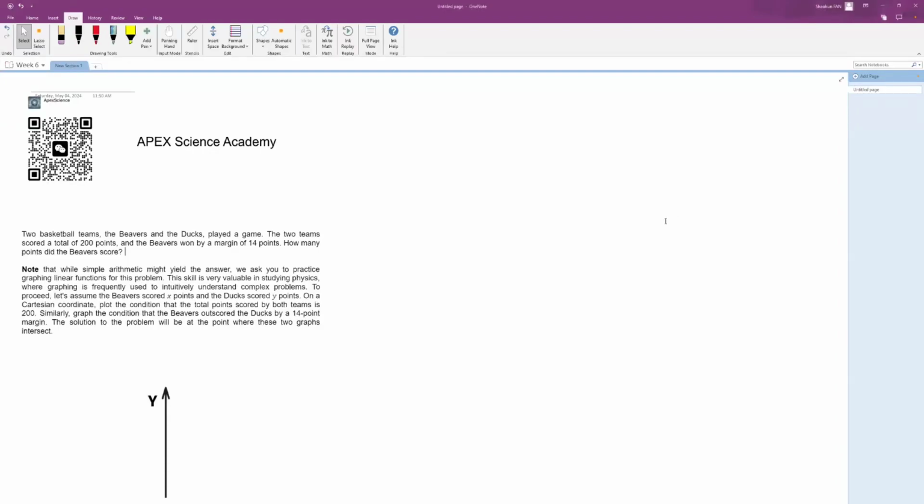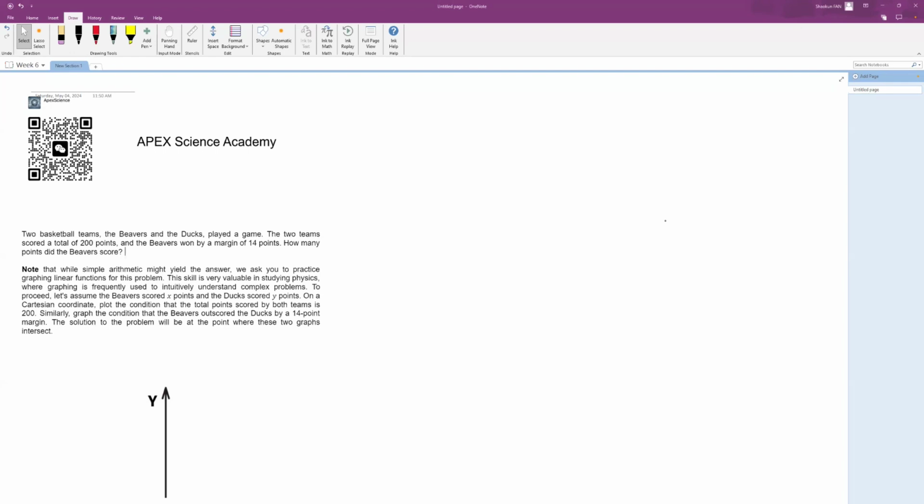Let's look at this problem. So this is a word problem. In order to solve this word problem, the first step, which is probably the most important step, is to write down the mathematical equations that we can derive from the description of the problem.